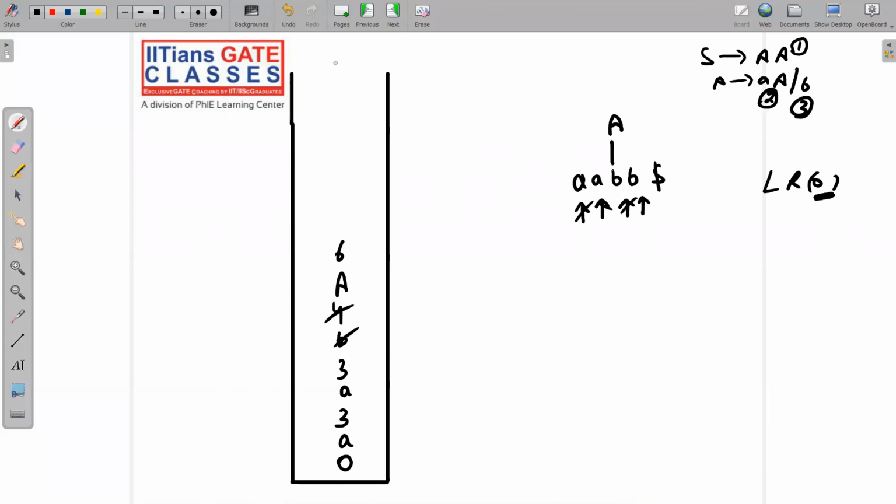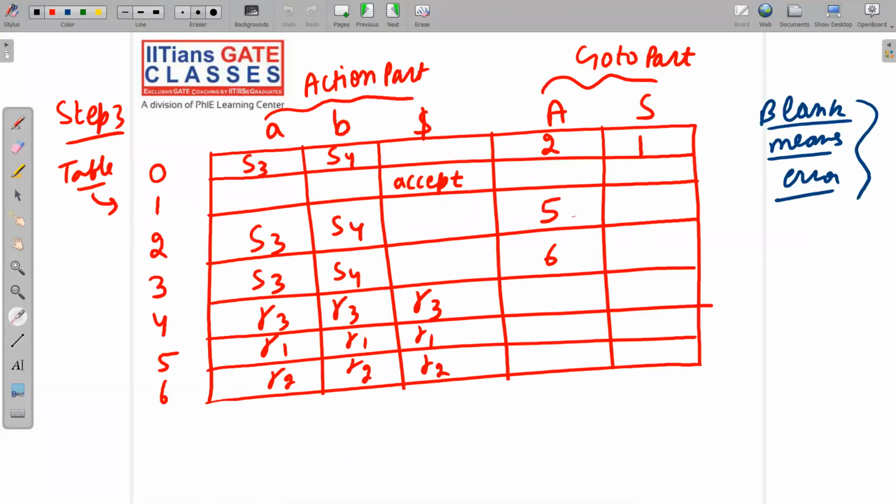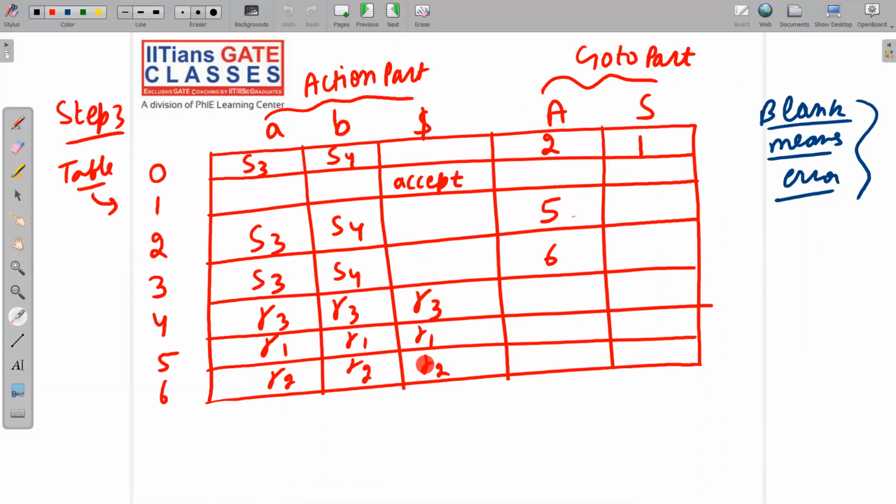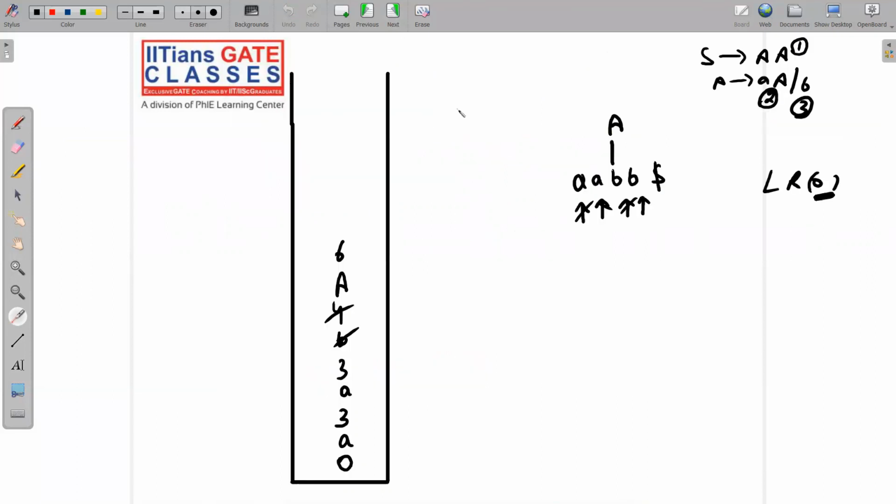Now on state 6 we have written the reduce move R2. R2 means this. Again we have not read this small b, because we have written reduce moves in the entire action part, so blindly we are doing it. Now again we have got the handle, small a capital A. We reduce it to LHS, so we pop 4 symbols from the stack and push LHS, that means capital A.